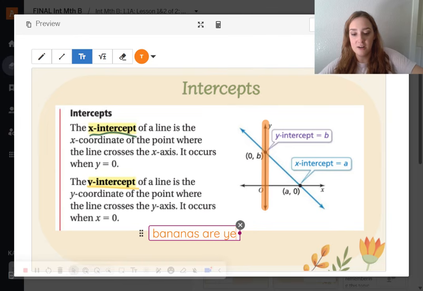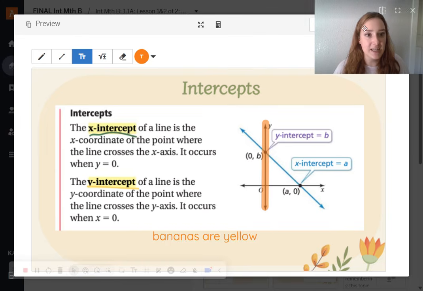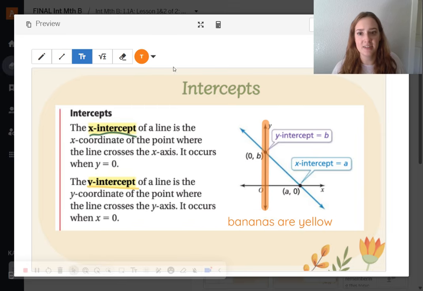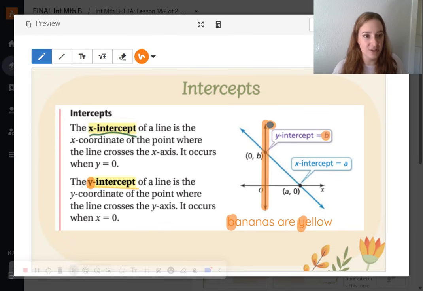B-A-N-A-N-A-S are yellow. Make sure you have that on slide 6. Type it out. Bananas are yellow. And I want you to highlight that y-axis. Why are bananas yellow? What's going on here? This is just to help us remember. B stands for bananas. Y for the y-axis, y-intercept. So where does that go? Y-intercept. Okay. B, bananas are yellow.